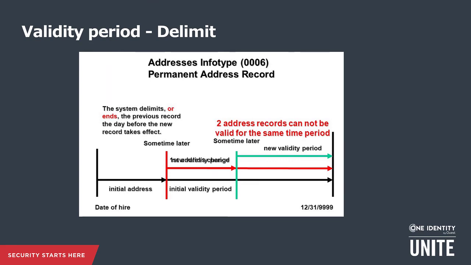SAP delimits or ends the previous record the day before the new record takes effect. When an HR admin enters a new record, the system automatically delimits or ends the currently active entry by putting the day before the new record takes effect as the validity end date, and puts the validity end date of the new record to December 31st, 9999, if not specified otherwise. The system ensures that no two records can be valid for the same time period.